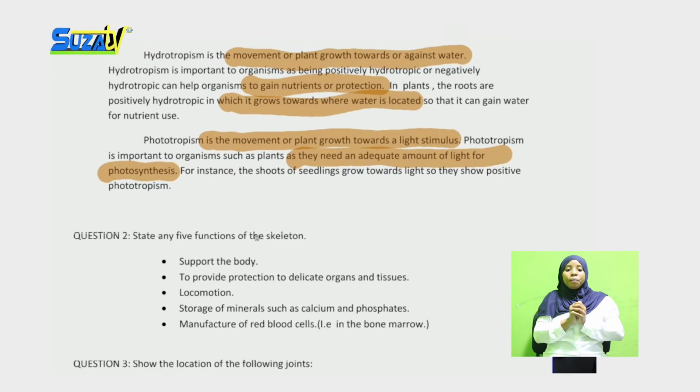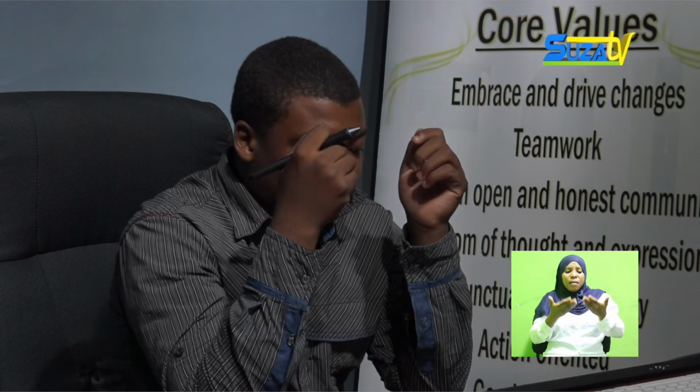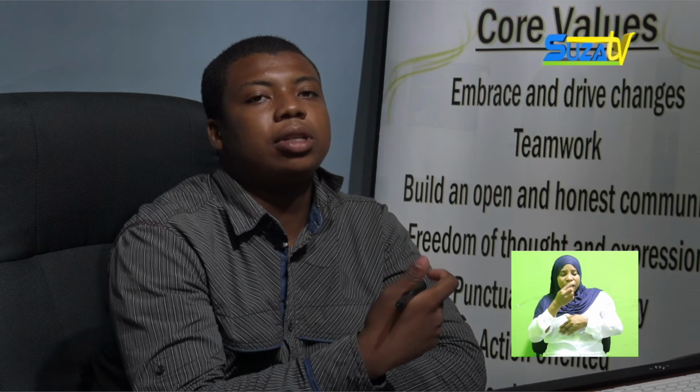Moving on to our next question, we are told to state any 5 functions of the skeleton. A question like this is straightforward. It just needs someone to mention the functions of the skeleton. We all know what a skeleton is, or how its structure is. What is needed is just to mention the functions. So you can answer it using a bullet-based answer, just like this.